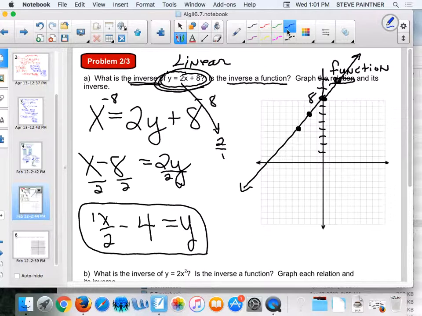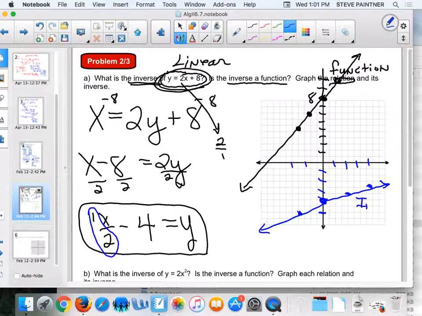Go to -4. Right there. Slope of 1 over 2, so up 1 over 2, up 1 over 2. There it is. And then this is down 1, left 2. So there it is. So this is the inverse. And by the way, the inverse is right here.